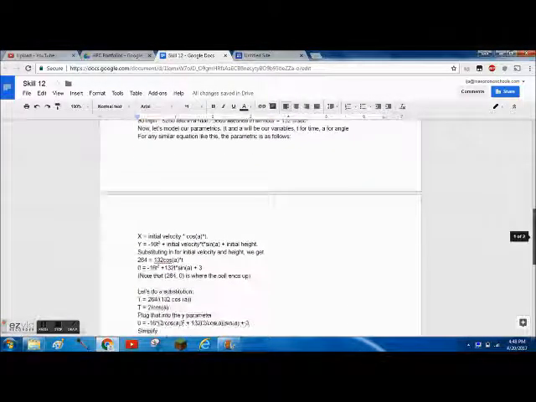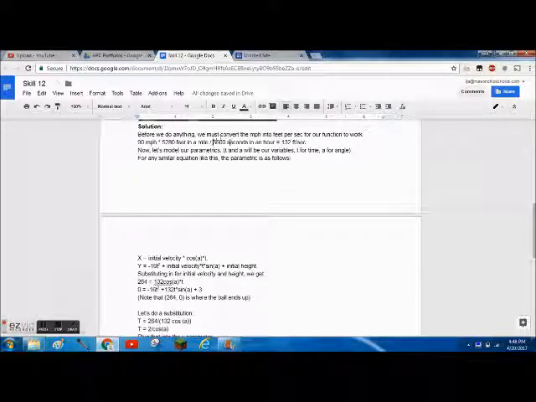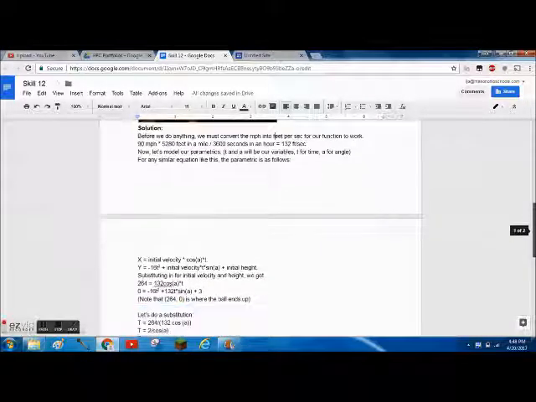Before we do anything, we first have to convert the miles per hour into feet per second for our function to work. 90 miles per hour multiplied by 5,280 feet in a mile divided by 3,600 seconds in an hour is 132 feet per second.